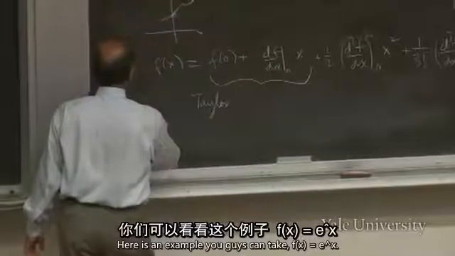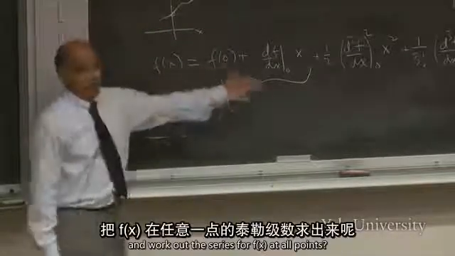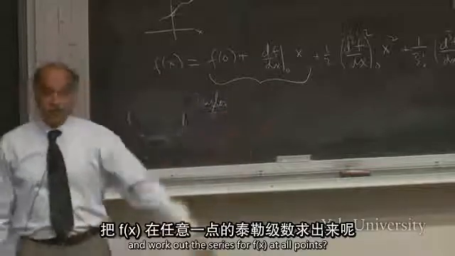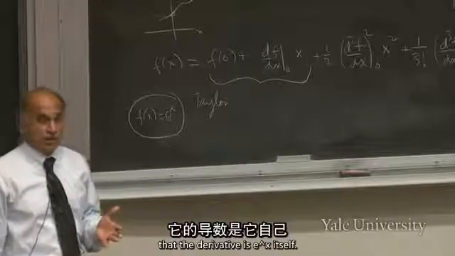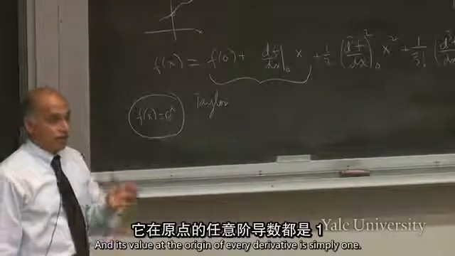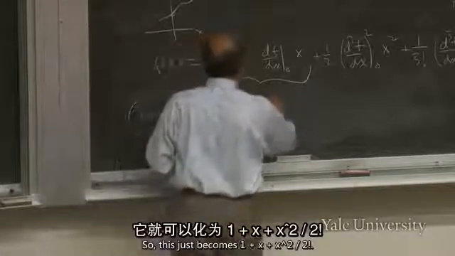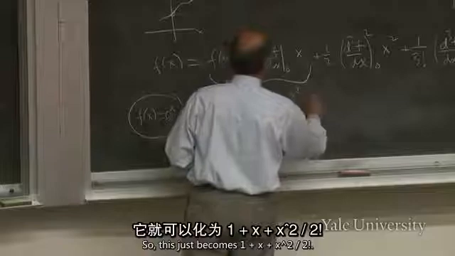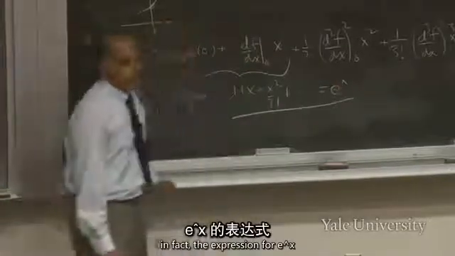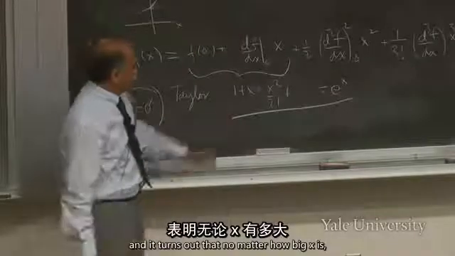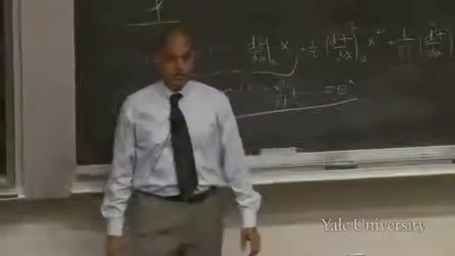f of x equals e to the x. Why don't you go home and work out the series for f of x at all points? You've got to remember that e to the x has the beauty that its derivative is e to the x itself, and its value at the origin of every derivative is simply 1, so this just becomes 1 plus x plus x squared over 2 factorial, and that is in fact the expression for e to the x. And it turns out that no matter how big x is, this sum in fact adds up to a finite number that we call e to the x.